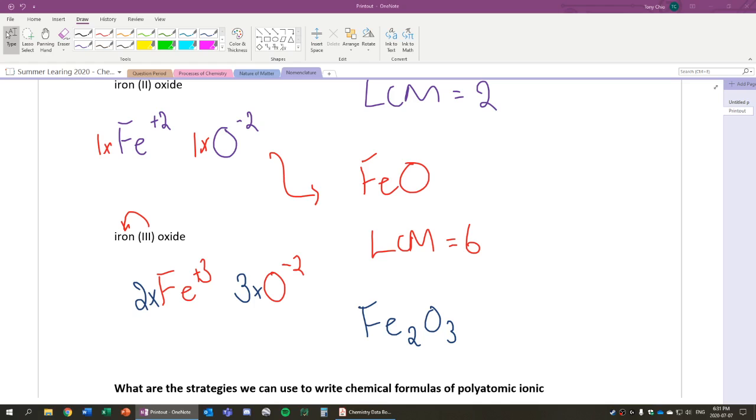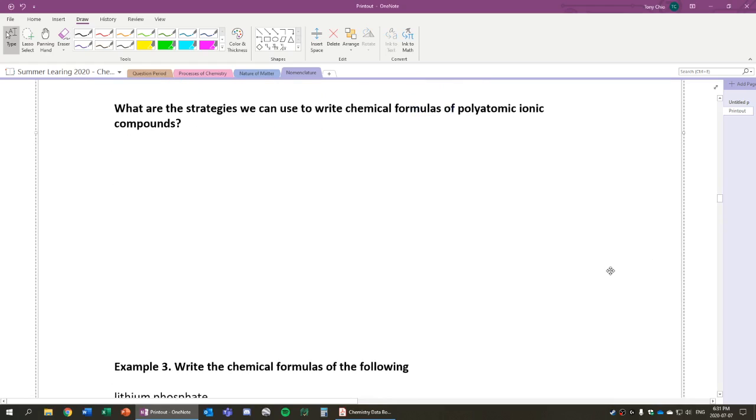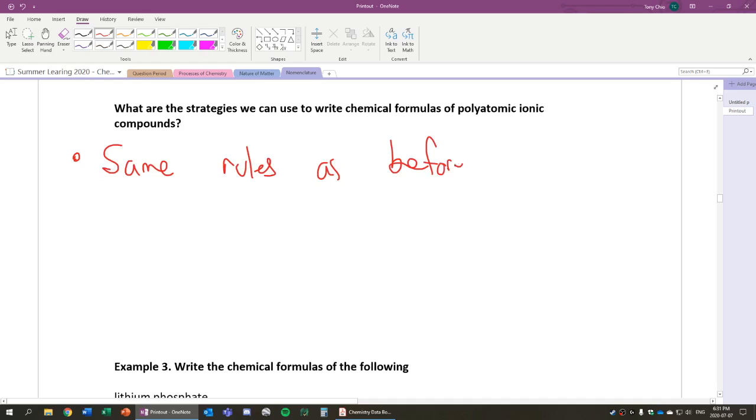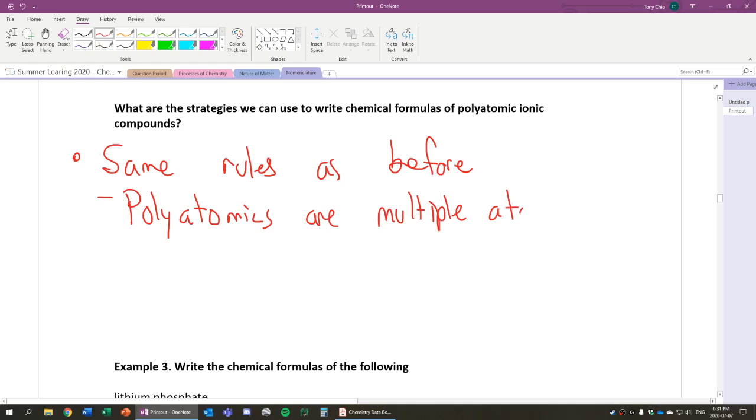So now, what happens if I deal with polyatomics? Well, polyatomic ions follow the same rules as before, but here's where it changes a bit, okay? Polyatomics are groups of multiple atoms that are charged as a single group. And because they're charged as a single group, we write them as one unit.